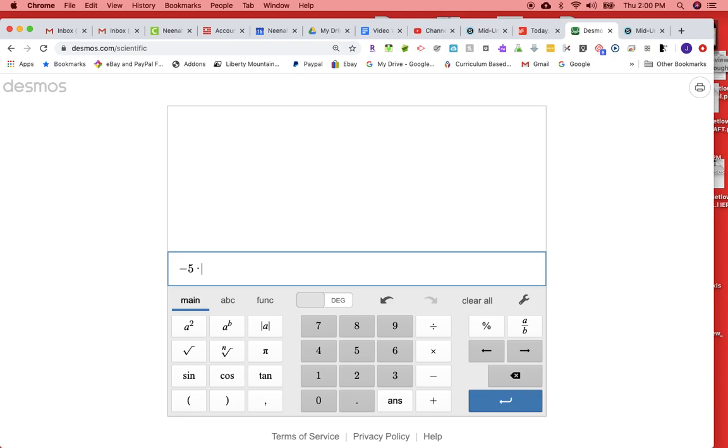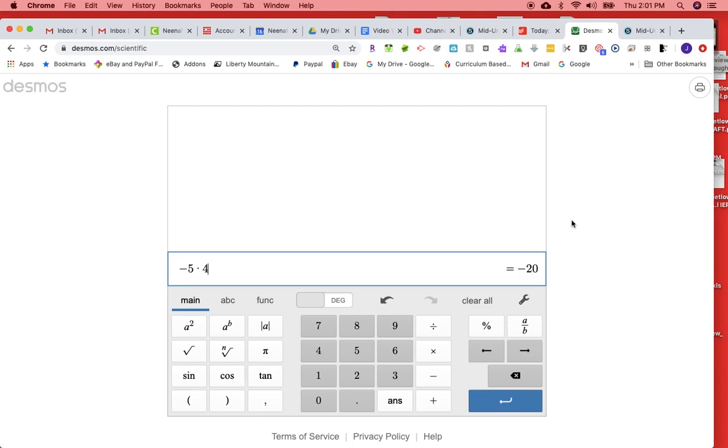Opposite signs, so I'll keep the -5 there, and say we had times positive 4. We have opposite signs, different signs. One's negative, one's positive. Our answer is going to be negative, and we just multiply across. 5 times 4 is 20. And the same rules go for division. So that's pretty much integers. You can just type them into this calculator. It's going to be helpful.